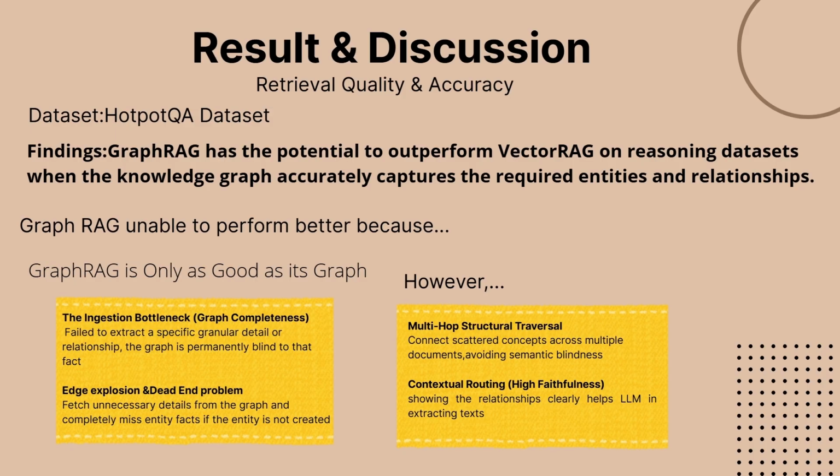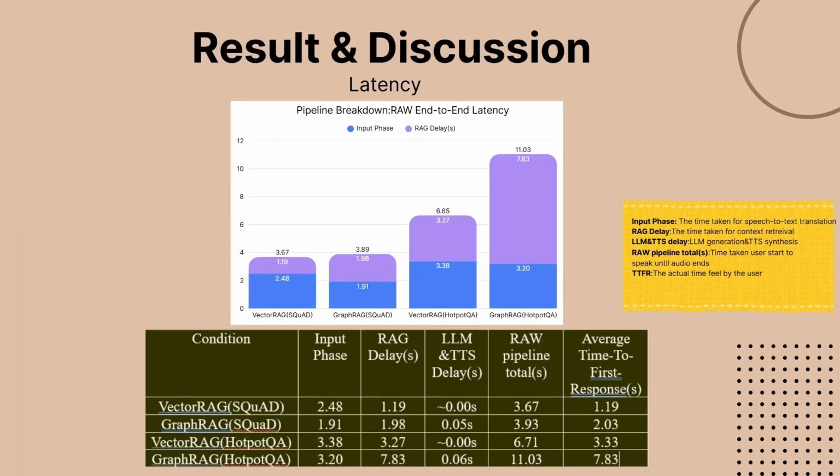These explicit maps act as strict controls guiding the LM to extract the right text with high faithfulness. Next, we evaluate the latency. The fastest configuration, VectorRAG on the SQuAD dataset, only takes 3.67 seconds, which includes the user's speaking time. And GraphRAG has the slowest configuration, taking 11.03 seconds on HotpotQA.